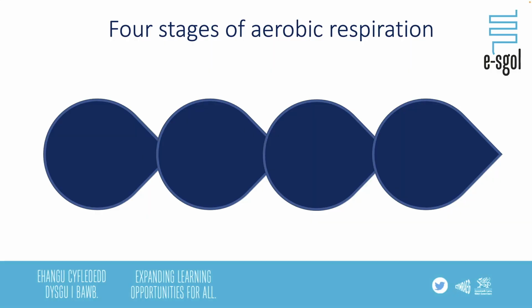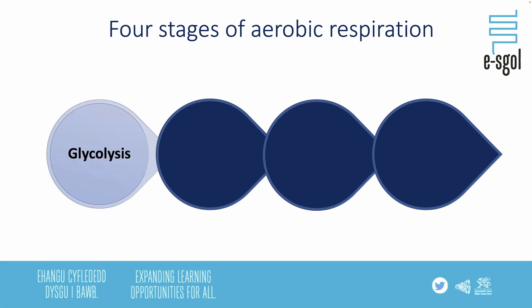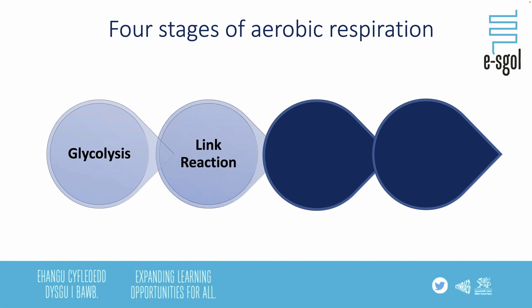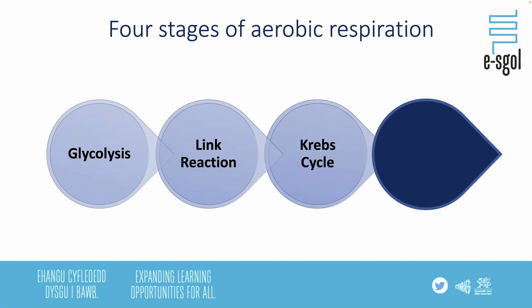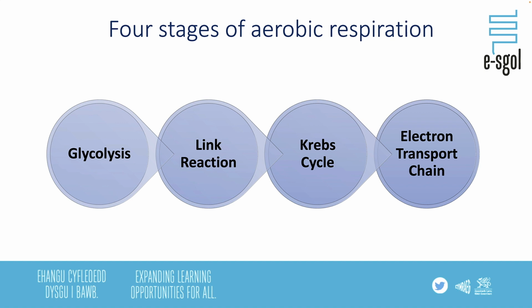There are 4 stages in aerobic respiration, which we are now going to look at in detail. Stage 1 is glycolysis. Stage 2 is the link reaction. Stage 3 is the Krebs cycle. And stage 4 is oxidative phosphorylation.